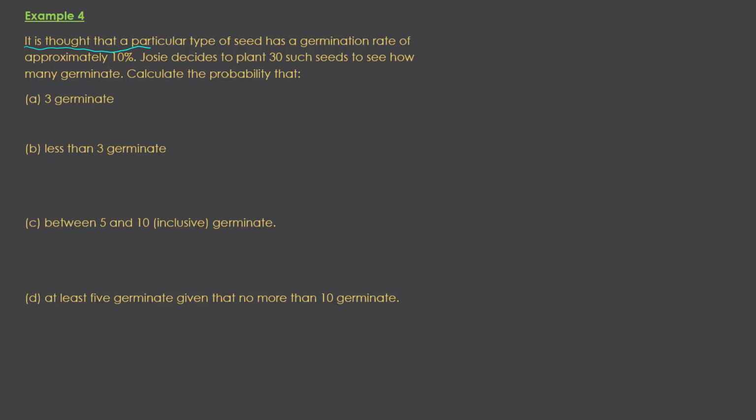It is thought that a particular type of seed has a germination rate of approximately 10%. Josie decides to plant 30 such seeds to see how many germinate. Calculate the probability that, to start off with, 3 germinate.